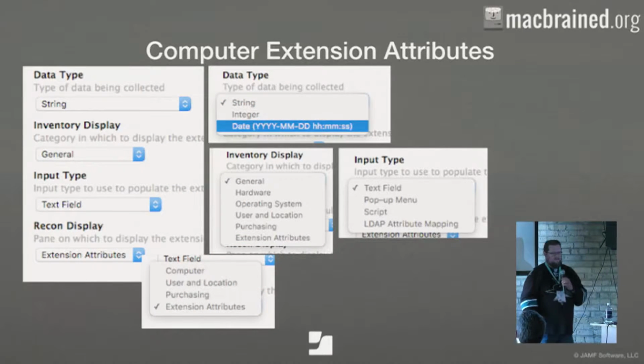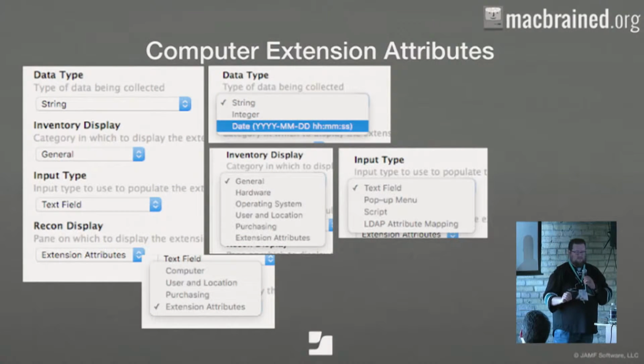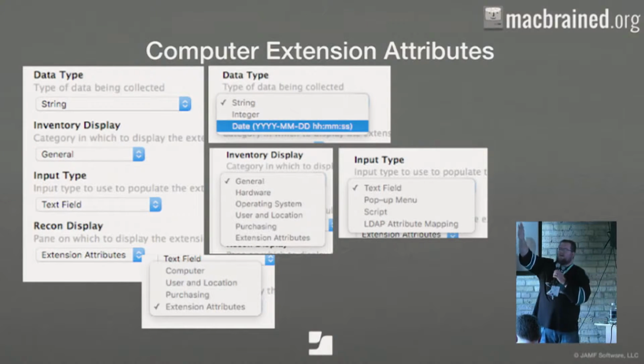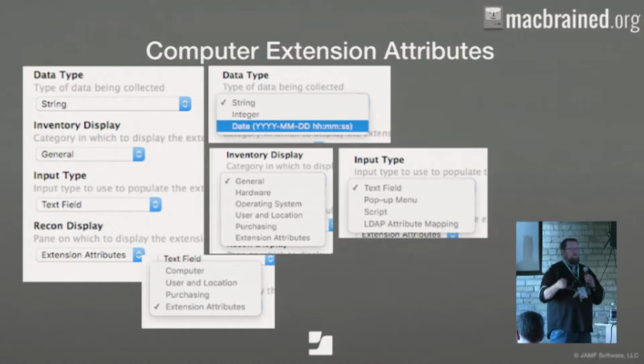So when we're dealing with the extension attributes, the computer extension attribute, here's the view of what all those fields look like when they're popped down. And we kind of went over what they were, but I wanted to make sure there was a good look and feel of what you can expect once you get into there.